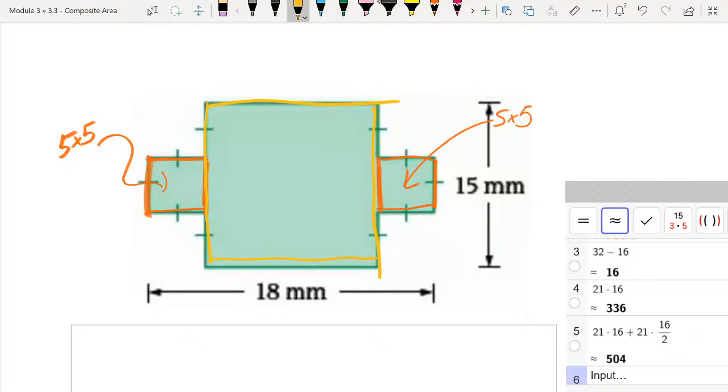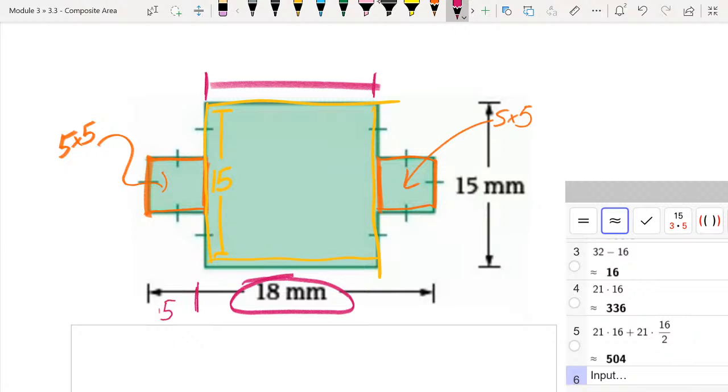We know that this is 5, 10, 15, so we know this side must be 15. And the question then is, how big is this side? We know the whole thing is 18, but we lose 5 of that over here, and we lose 5 of that over there. So if we take 5 and 5 away from 18, that's taking 10 away. That would leave us with 8 in the middle. So this must be 8 millimeters.